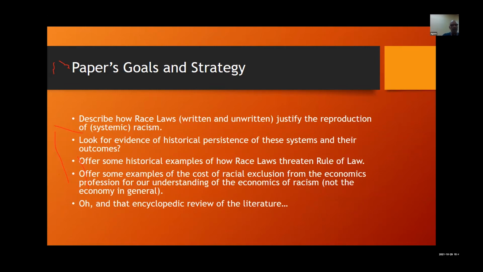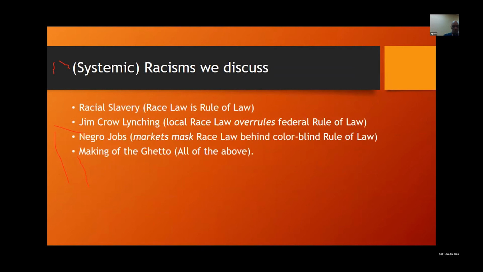We look for evidence of historical persistence in these systems and their outcomes. We offer some historical examples of how race laws threaten rule of law. We offer some examples of the cost of racial exclusion in the economics profession for our understanding of the economics of racism, not the economy in general. We back away from that. And then we do that encyclopedic literature review.